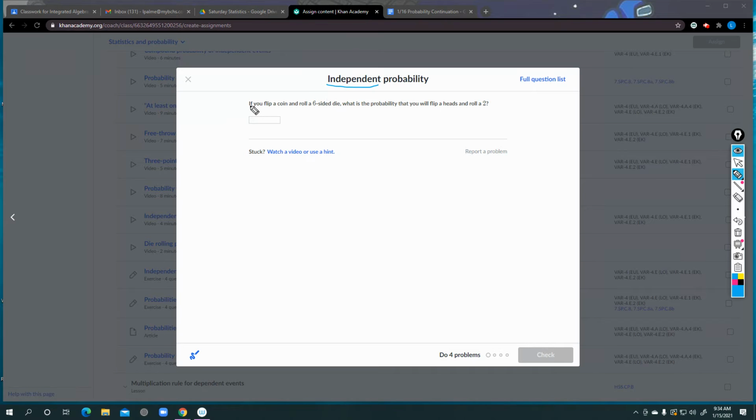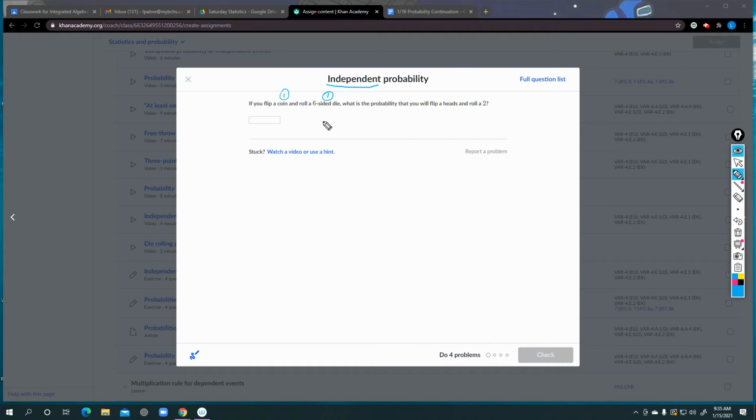So when you create your probability, you're going to be creating as many fractions as you have choices. In this case, if you flip a coin, that's one event, and you roll a six-sided die, that's another event. What is the probability that you will flip a heads and roll a two? They are two different events, so they are independent of each other. So we will first create each independent fraction and then multiply those two together to get our independent probability of flipping a head and rolling a two.